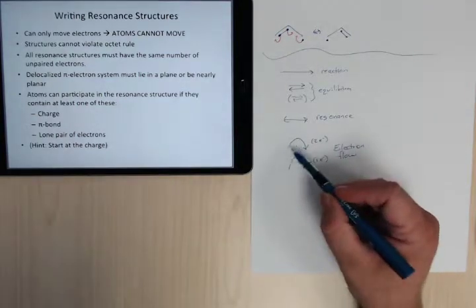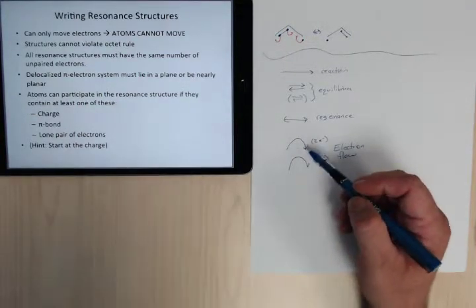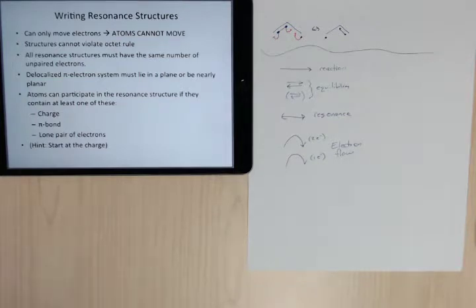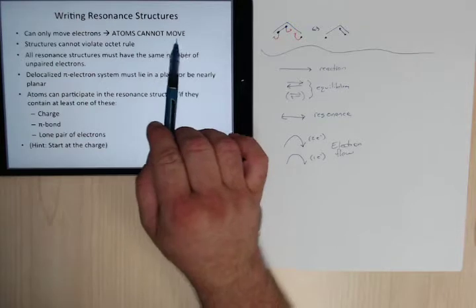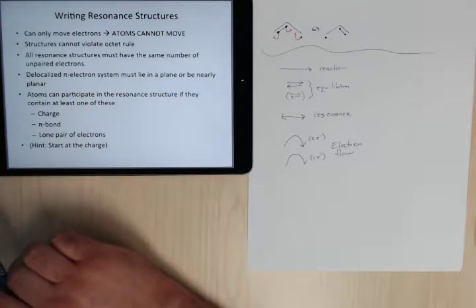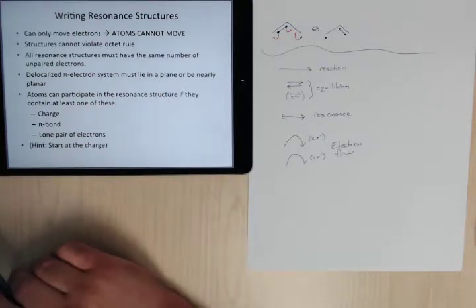So how are the electrons going from what atom to what atom? Okay. So the first thing when writing resonance structures is, remember that atoms cannot move. The only thing that can move are electrons. And you can't violate the octet rule.